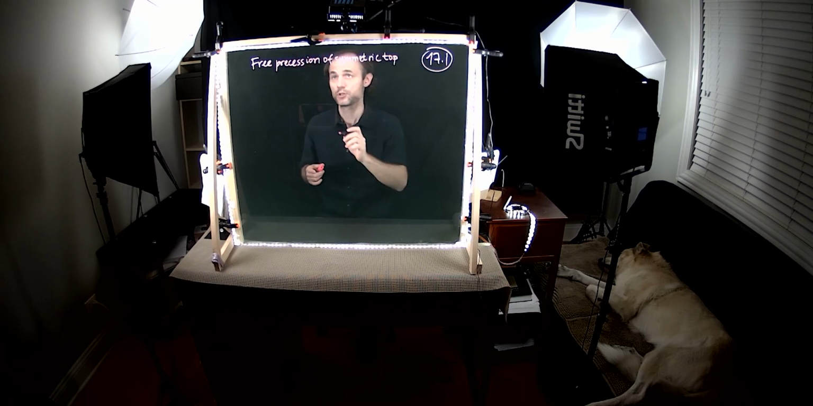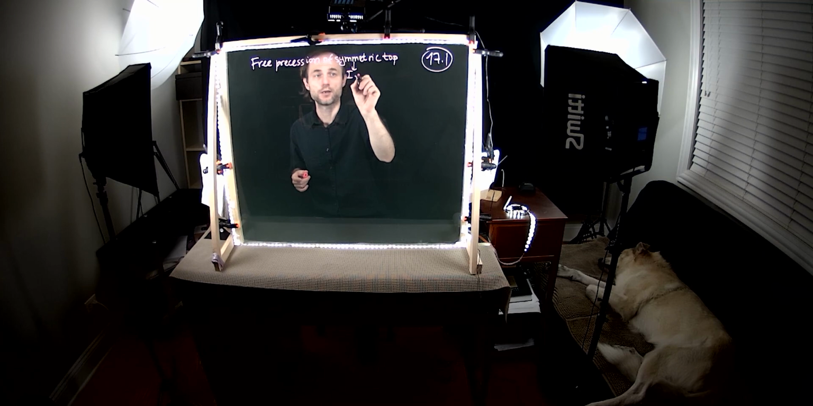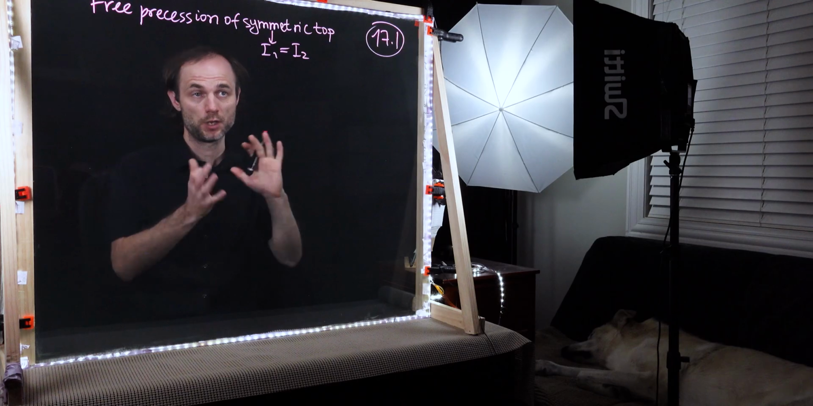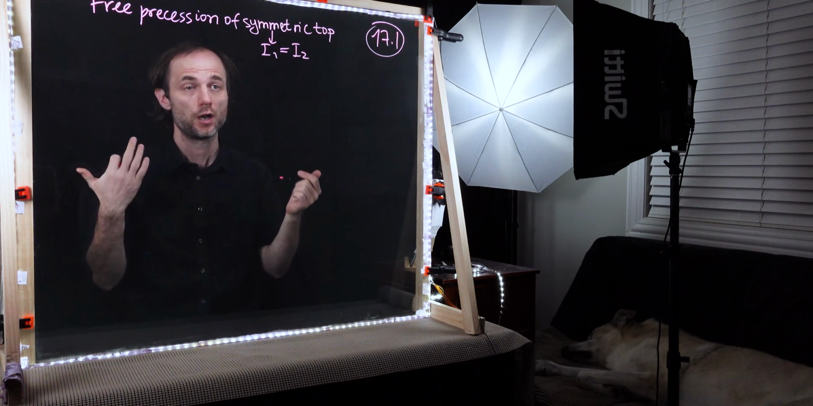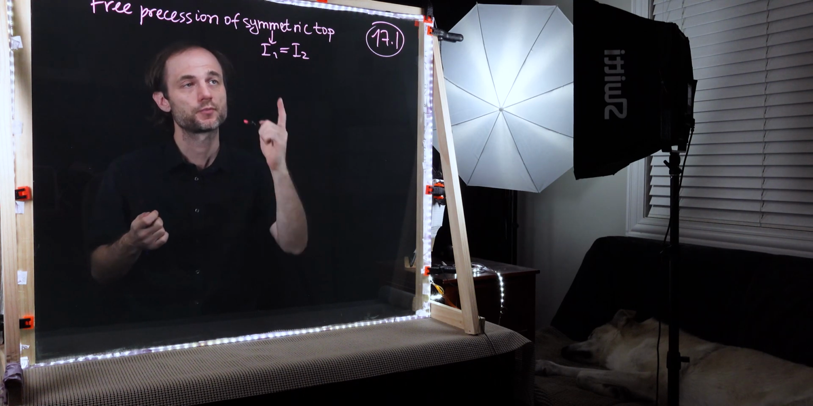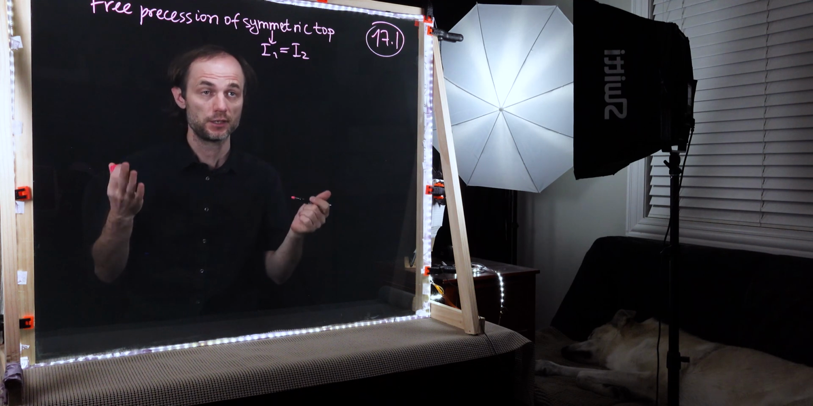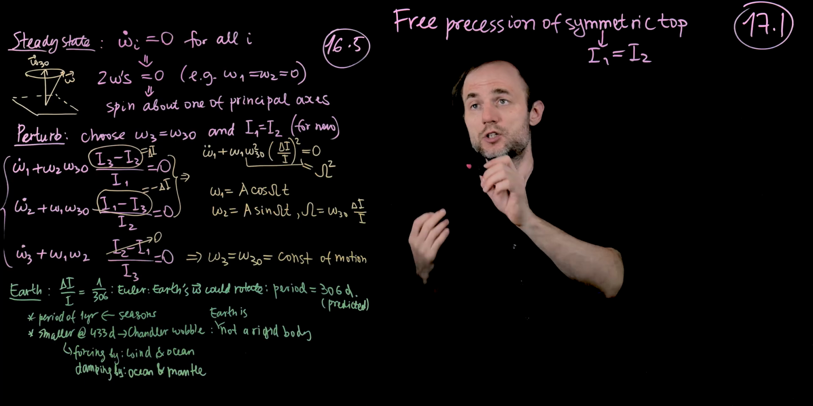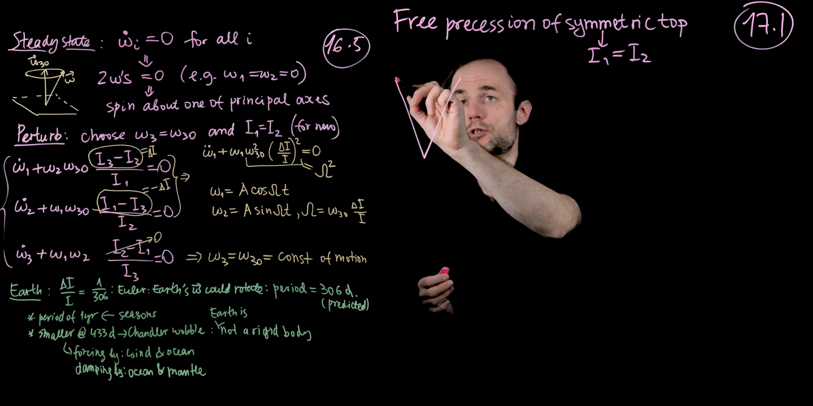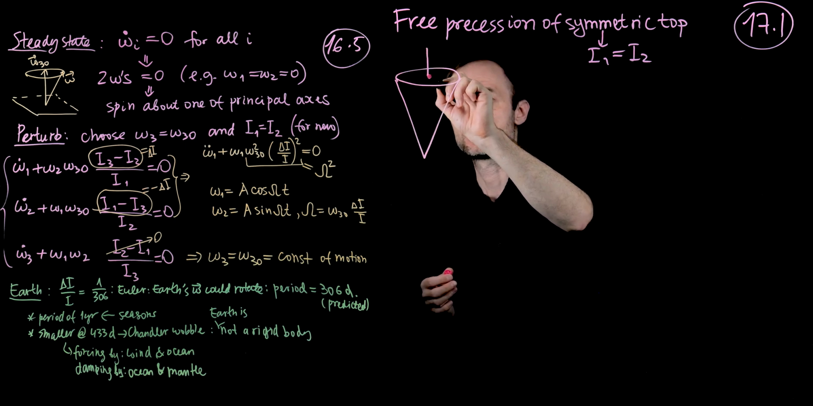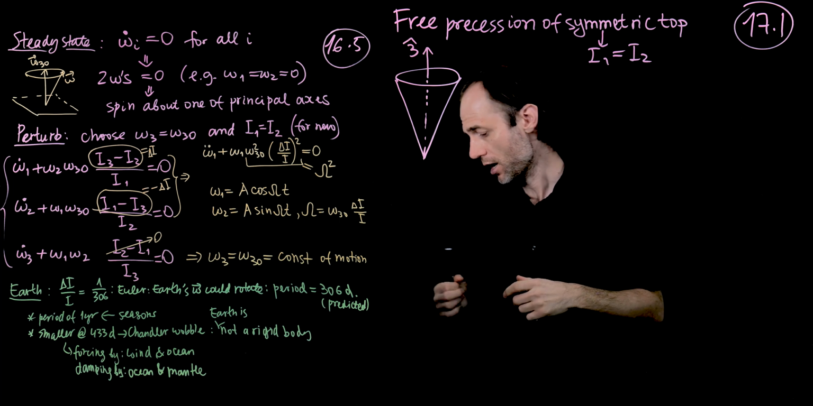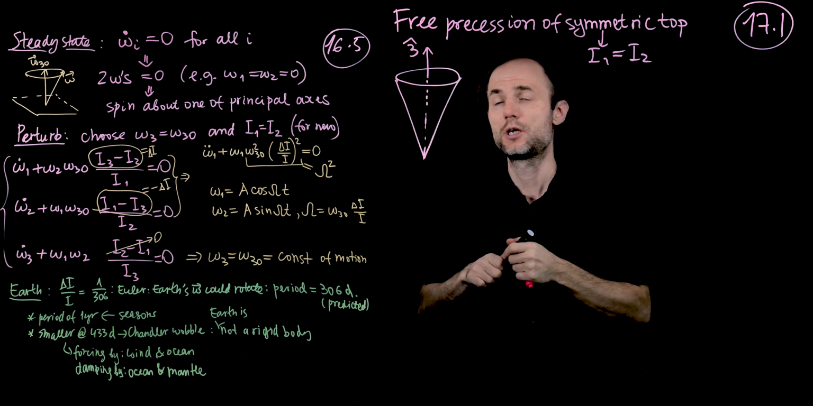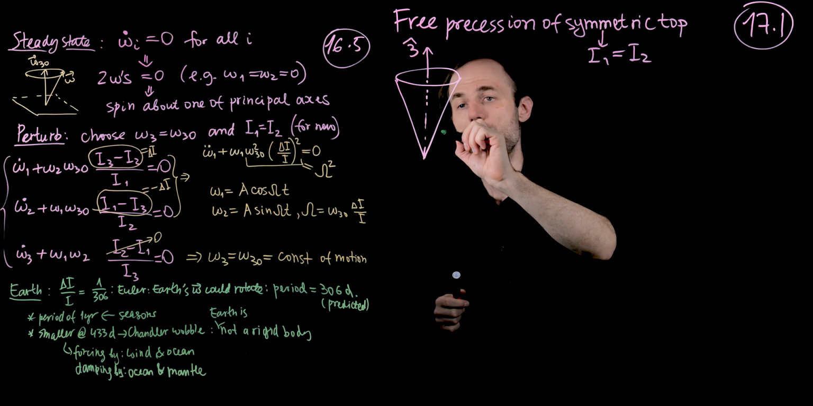The fact that the top is symmetric means that I1 is equal to I2, so that no matter how you rotate it, the transverse moment of inertia is always the same. That's what this means. And the axis of symmetry is the third axis. So if we were to draw our symmetric top, it would look like something like this. So this would be our symmetry axis, axis 3 hat, and somewhere in there, there will be an angular velocity, omega.